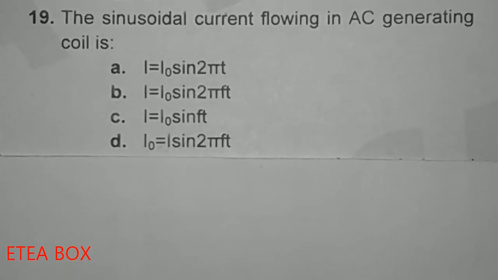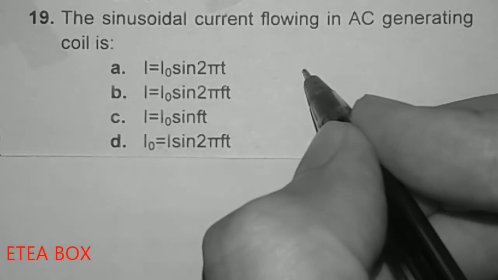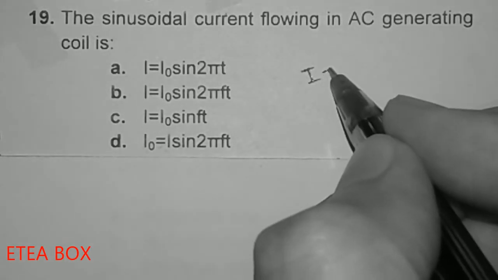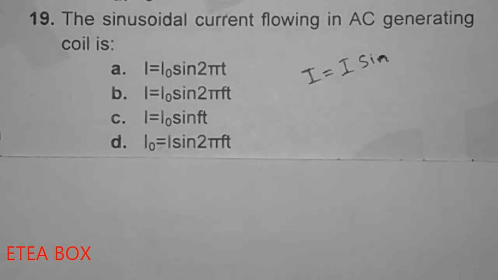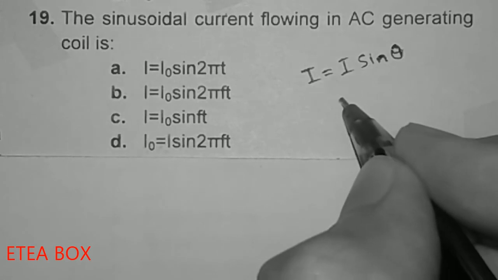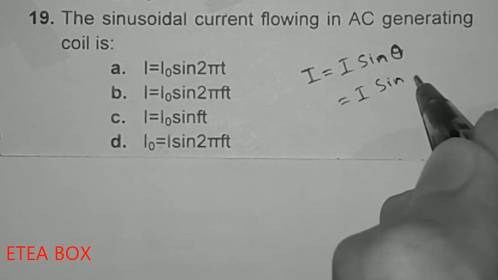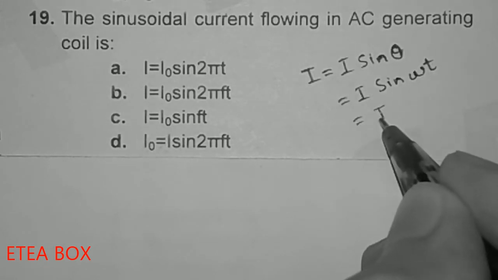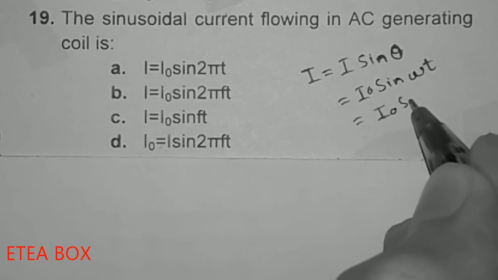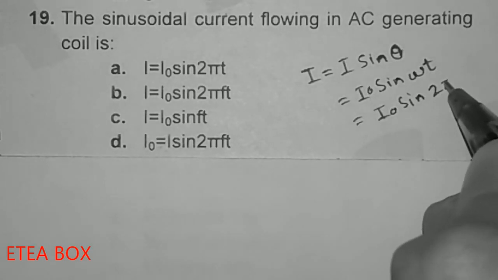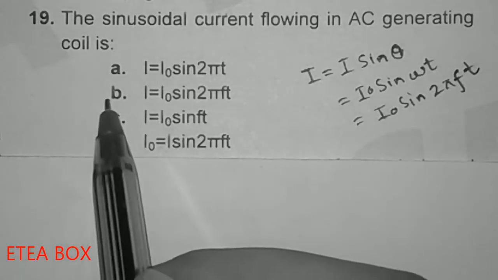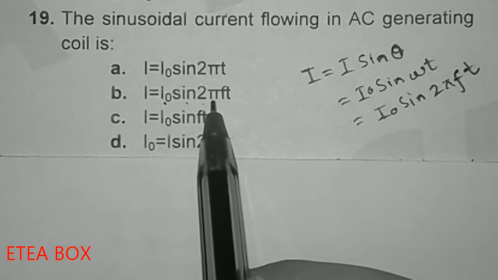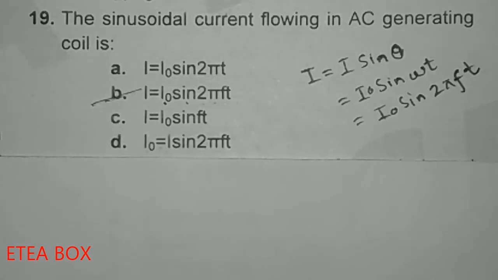The sinusoidal current flowing in an AC generating coil is, now we know that I instantaneous is equal to I maximum current sine theta, okay, and this is I sine omega t, so it will give I naught sine omega t, where omega is equal to 2 pi f, and this one will be t. Now look at here, option B, I naught sine 2 pi f t, option B is correct here, okay.